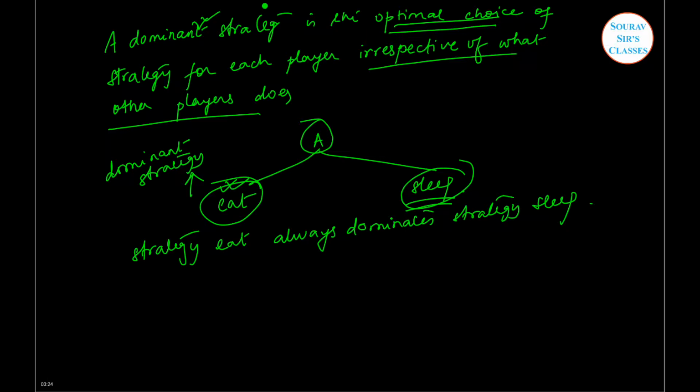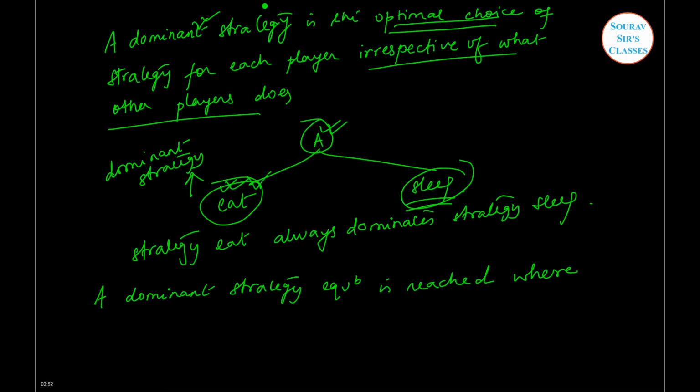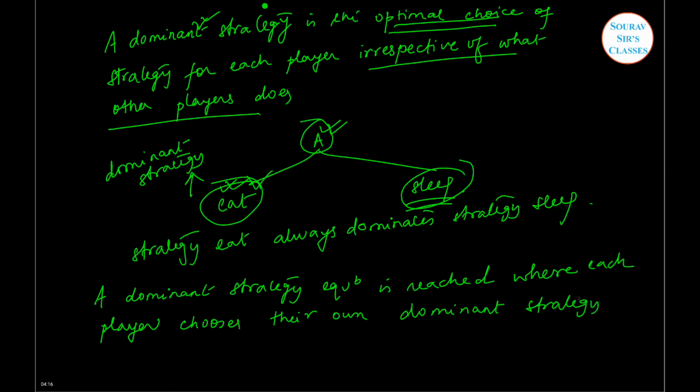If we want to explain it in other terms, another definition can be put forward: a dominant strategy equilibrium is reached when each player chooses their own dominant strategy, and if A is one of the players, he will choose eating over sleep. Okay, so this is what we mean by a dominant strategy.